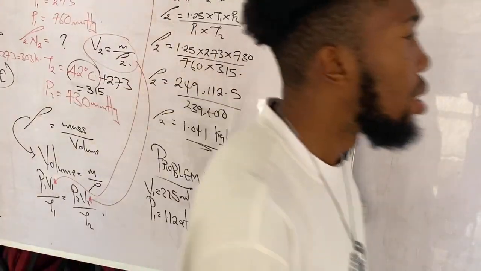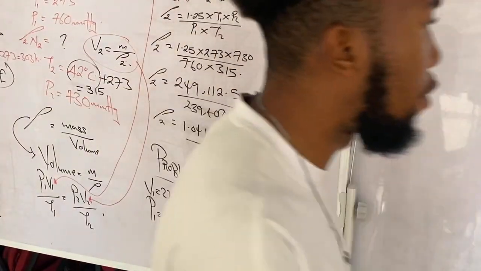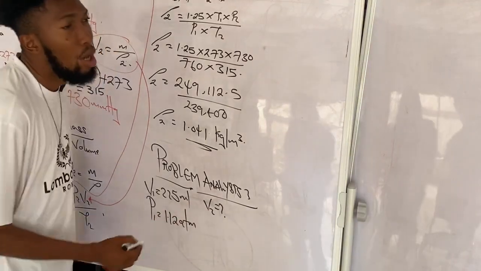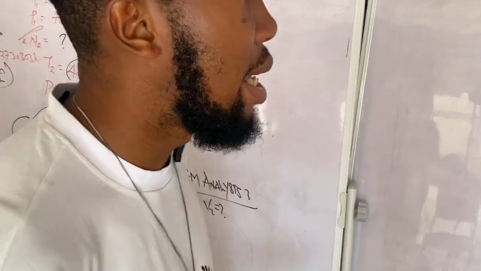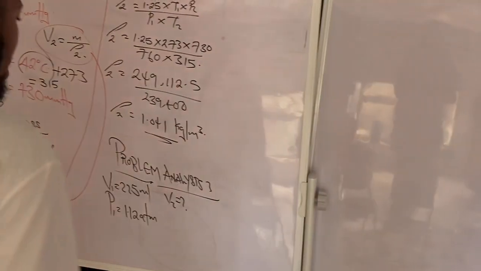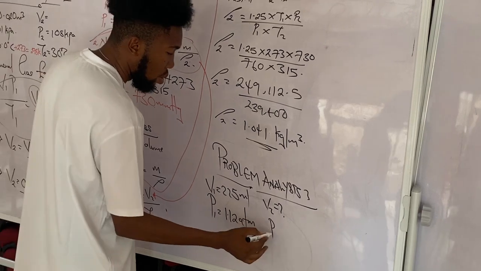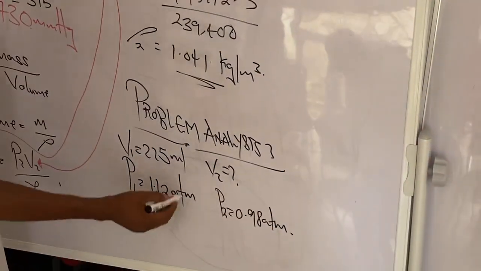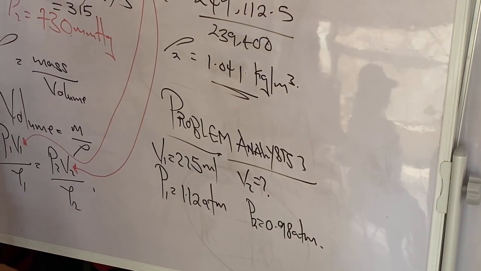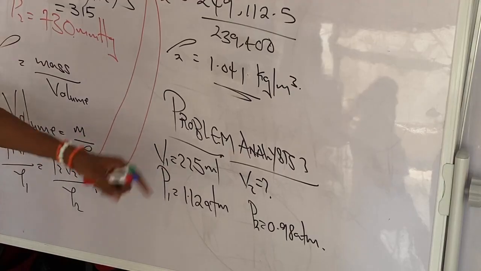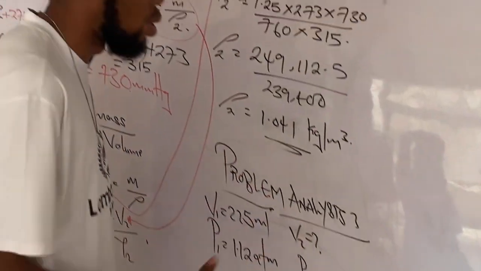Then they also asked, what will be the volume of the gas, that means V2, at a pressure of 0.98? So they reduced the pressure. Before, the pressure was 1.12; the pressure has reduced. So we should be expecting a volume that is higher, right? Our answer has to be greater than 225 because this is Boyle's law at work.